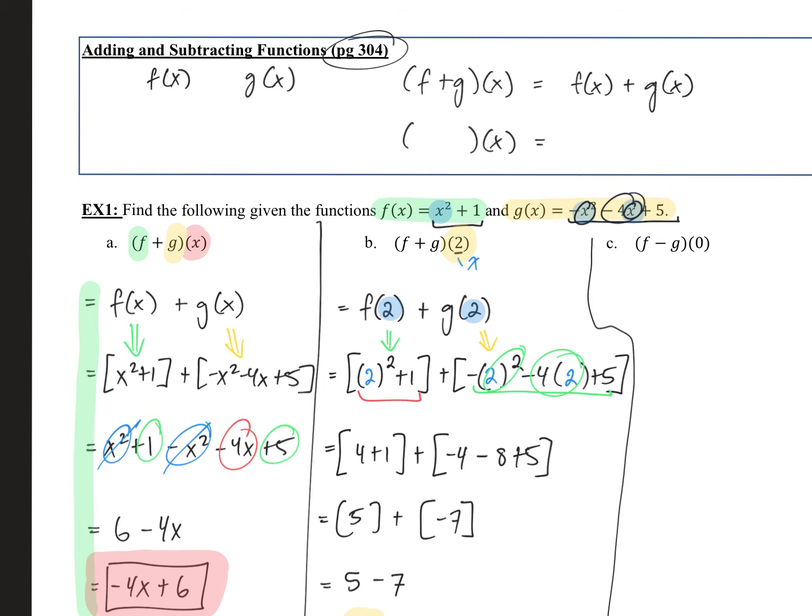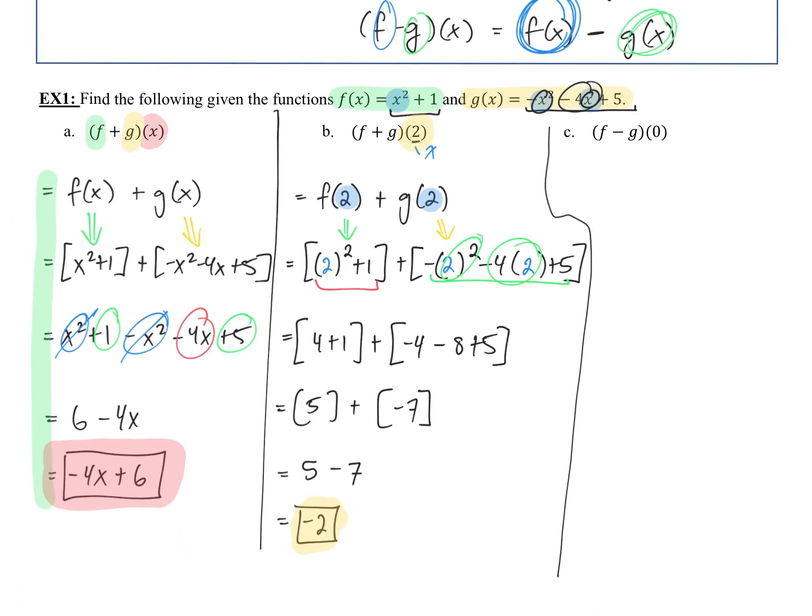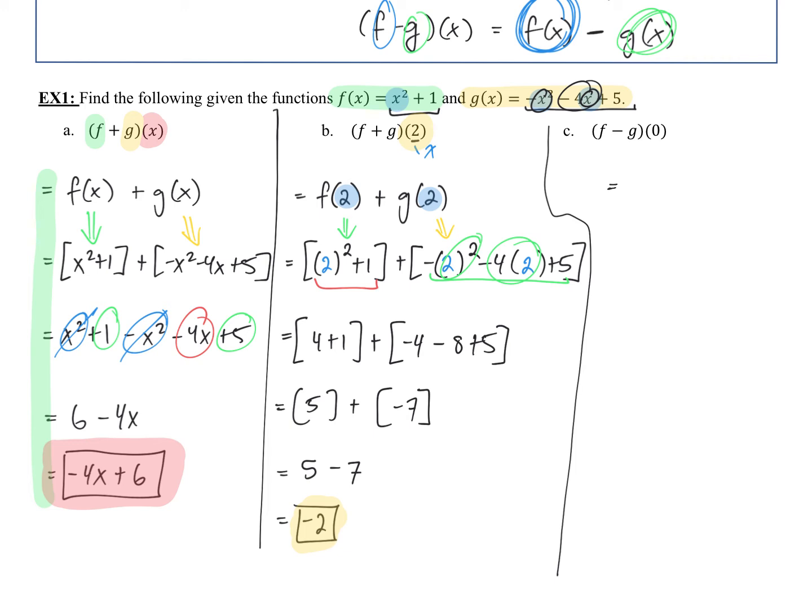Well, f minus g of x, let's go back to the very beginning, f minus g of x is going to give us, very similar to the addition, f of x minus g of x. And careful, this one's not commutative, which means whichever function is first needs to stay first, and whichever function is last needs to stay last. Let's go ahead and do that. So that means we have f of 0 minus g of 0, because we have that subtraction.